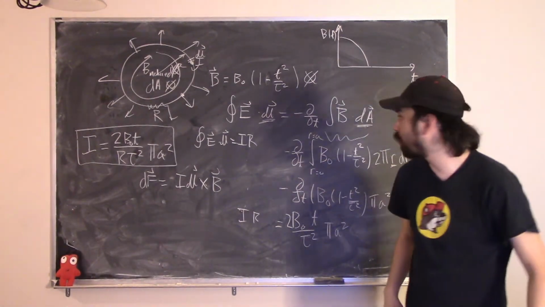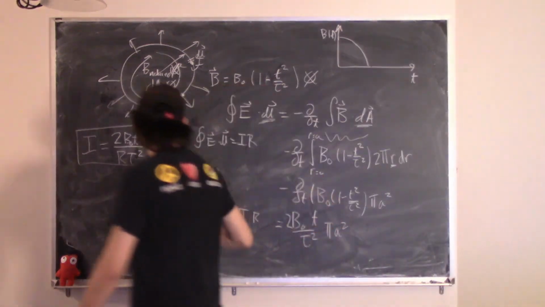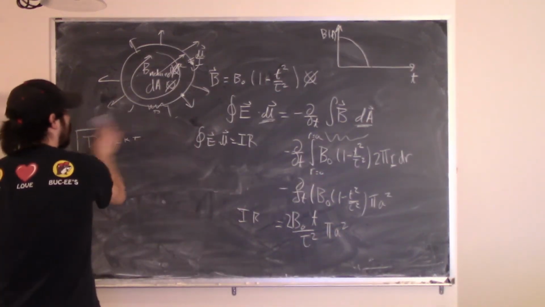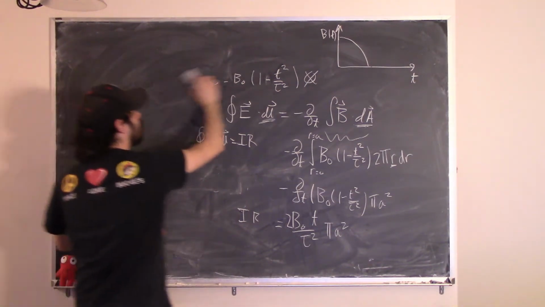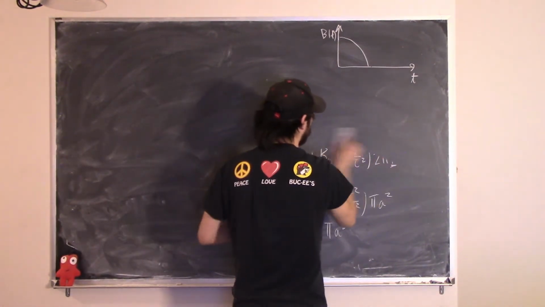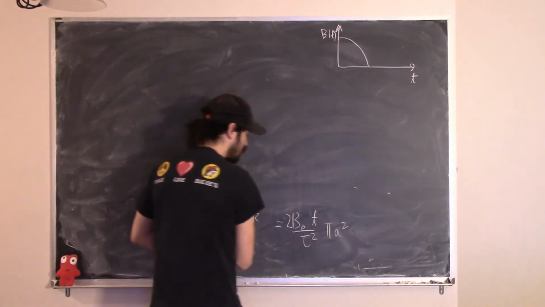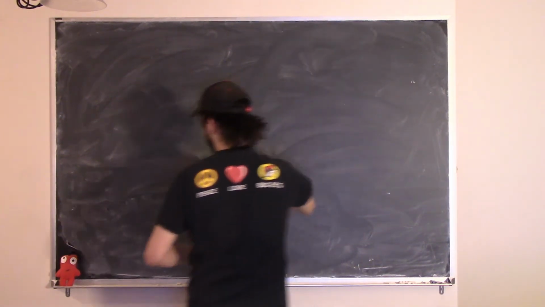Okay, so let's go ahead and do the second question then. Second question, same idea, slightly different setup. In this case, rather than having some magnetic field that changes as a function of time, I'm changing what the radius of the loop is going to be as a function of time.